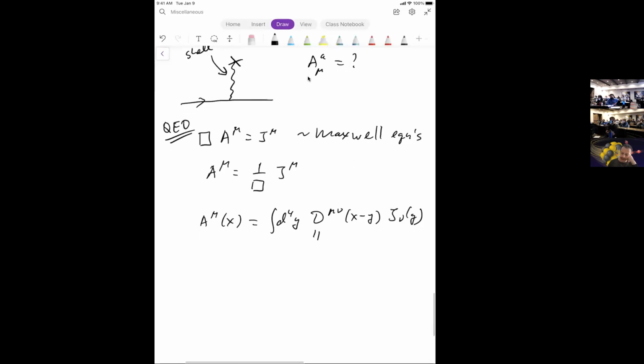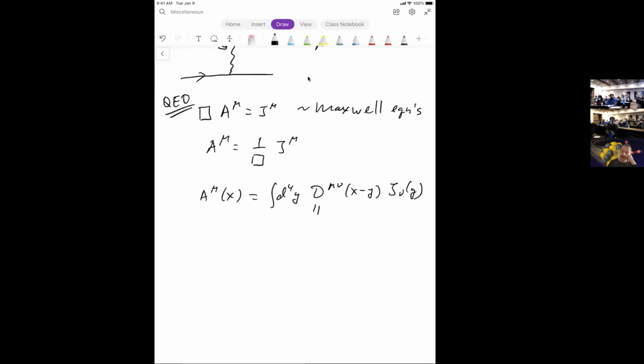It's the Fourier transform of 1 over box, in the Fourier sense, right? You write it as an integral d^4k over (2 pi)^4, e to the minus i k dot (x minus y), and you get k squared here. That's what 1 over box is. Up to a sign, we can argue about i's and such.